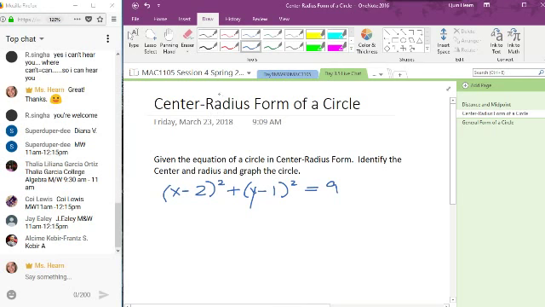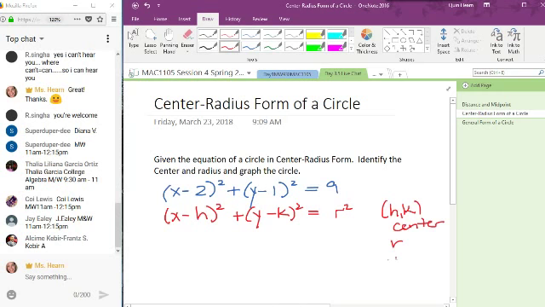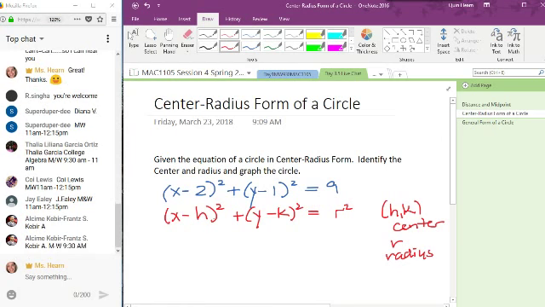Okay, so when you're doing this, you want to compare this to the formula that we just learned. So I'm going to write it down right below it. (x - h)² + (y - k)² = r². And remember, (h, k) is the center and r is the radius. Okay, so let's start by identifying the radius. Since this is a circle in center radius form, in other words, because it fits the pattern here, we know that it's a circle. And on the end here, this number 9 is r².